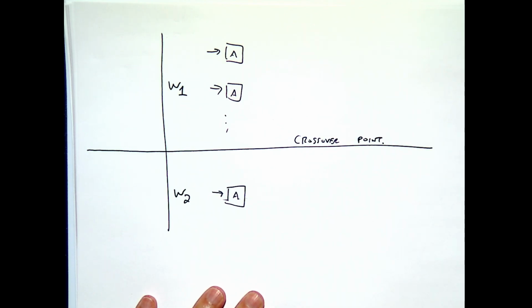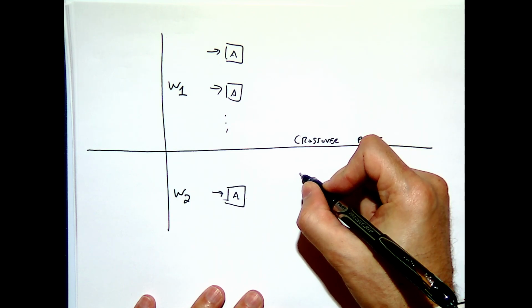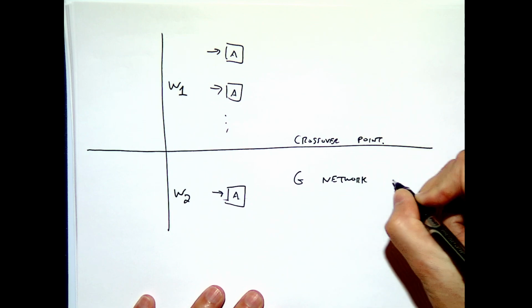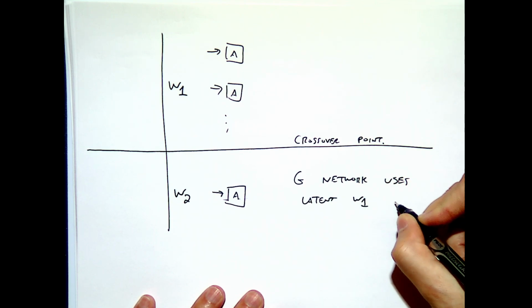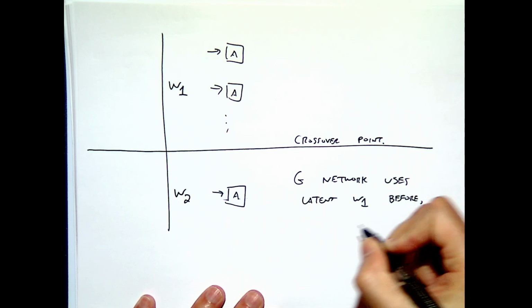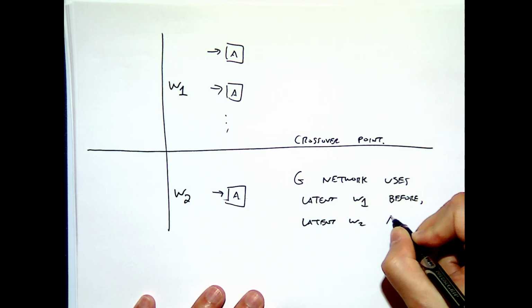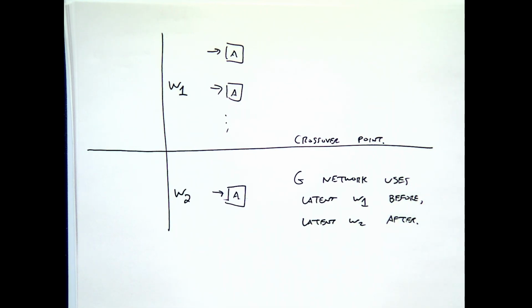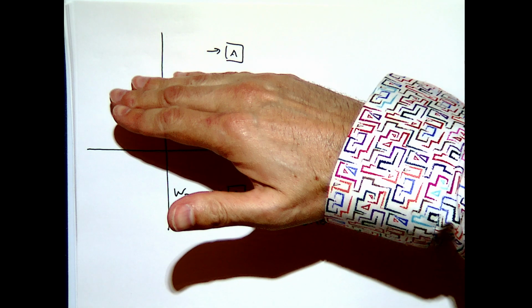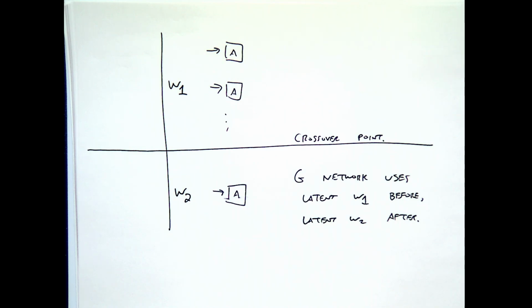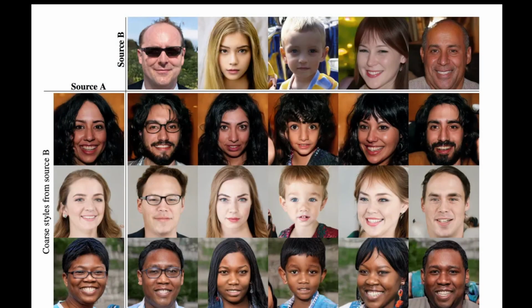And the observation was that basically the G network uses the latent W1 before the crossover point, and the latent W2 after the crossover point. And so it's easier to show with a picture than with words, of course. So here's the idea, right? Here, this is like saying, if I draw the line fairly low, for low resolutions, what ends up happening is that I'm taking the low-level stuff from source B and the rest of it from source A.